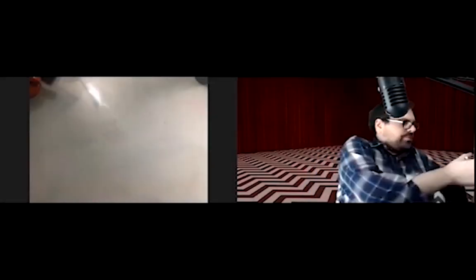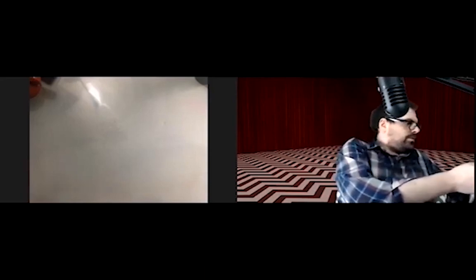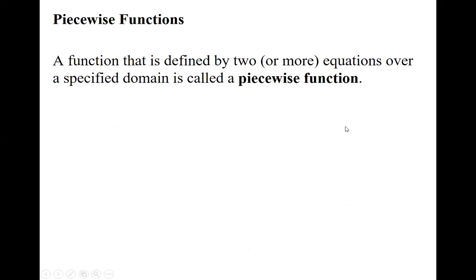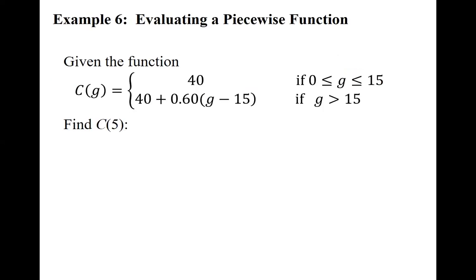Average rate of change. Piecewise functions, a function that is defined by two or more equations over a specified domain. So these are these weird looking functions. And a function's just a rule. And this is a specific rule that has an either or. Either it's true that g is between 0 and 15, in which case the top rule applies, or it's true that g is greater than 15, and then the bottom rule applies.